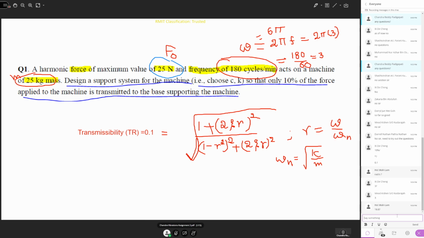Now, in fact, we don't know k and m, okay? So we can't calculate the natural frequency. So we need to find out the k value. So we can use r as omega over omega n. So now to get a transmissibility of 0.1, I think I will use the camera for this.